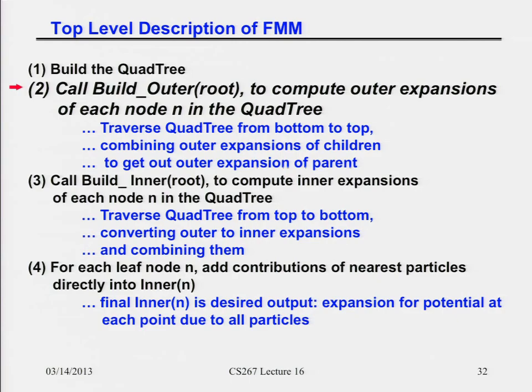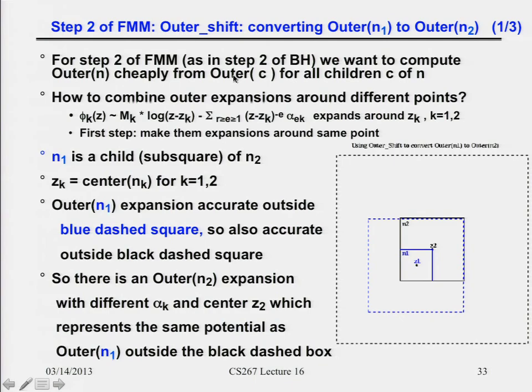Okay. So let's now talk about this first part, which is how do I build the outer expansions for everybody? So as in Barnes-Hut, I want to compute the outer expansion of any node. So here's a node, this black box there, very cheaply, if I know the outer expansions of all the children. So there's one child and there are 4 children. I know all of their expansions. I want to combine them to get my outer expansion.